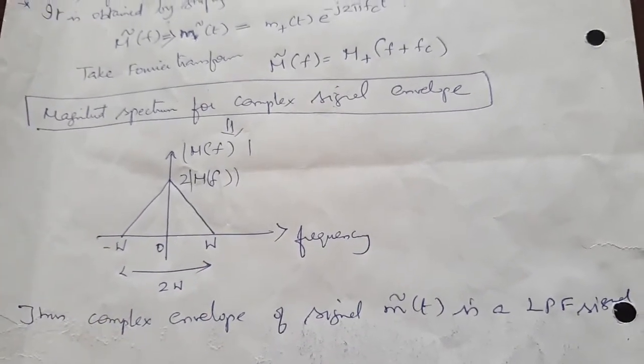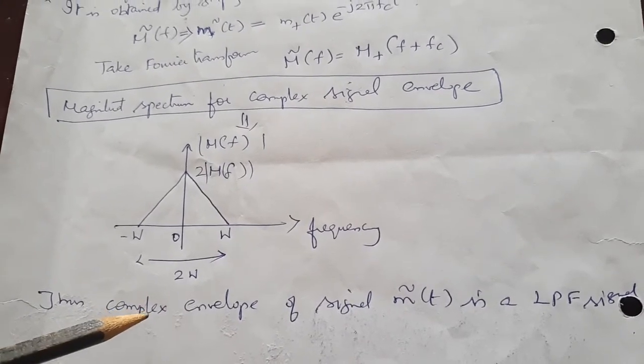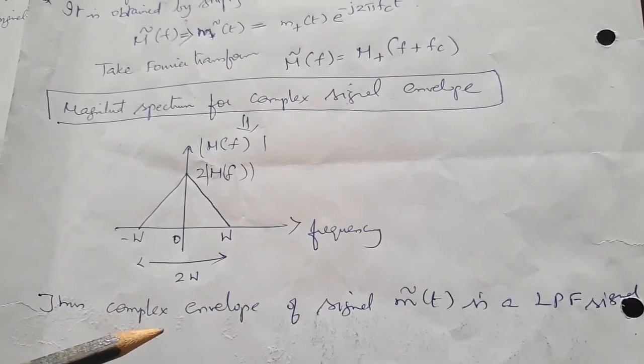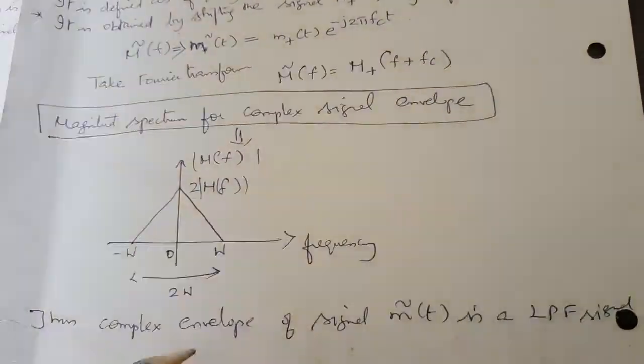That's how the pre-envelope and the complex envelope of a signal are calculated for any signal input, but the characteristics of the bandwidth will remain as 2w.